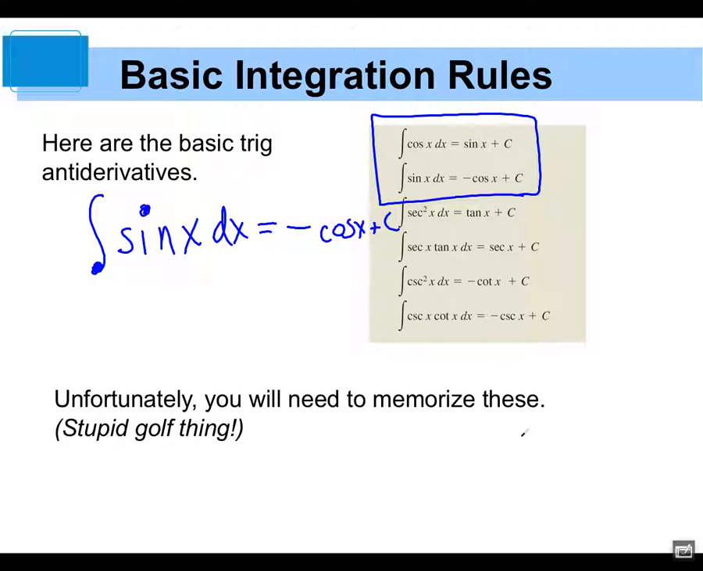Again, I'm not proud of it, but if it helps a couple of you. I thought about just getting rid of it, but again, I've had a couple people say, the golf thing is so stupid it works. So there's no golf ball in the cosine, so you can't get a minus sign on it.